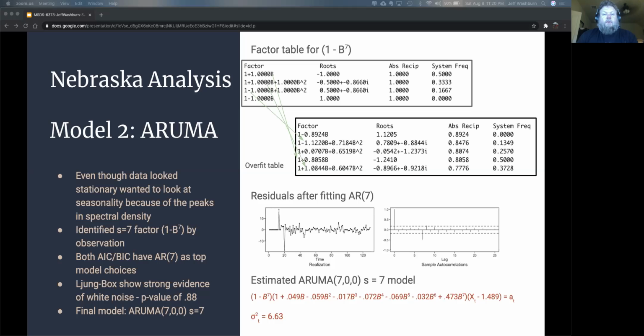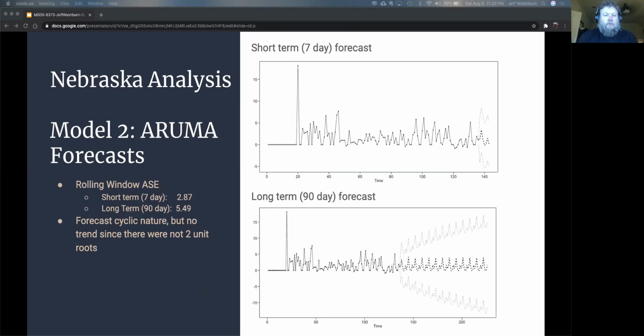As noted before, there seem to be some peaks on the spectral density, so I used a factor table for 1 minus B to the 7th and used an overfit table with the data to compare. Both AIC and BIC picked an AR(7), and the residuals afterward showed strong evidence of white noise. The estimated ARIMA model is below in red. The short-term 7-day forecast has a rolling window ASE of 2.87, which isn't too bad, and the long-term 90-day forecast has a rolling window ASE of 5.49.